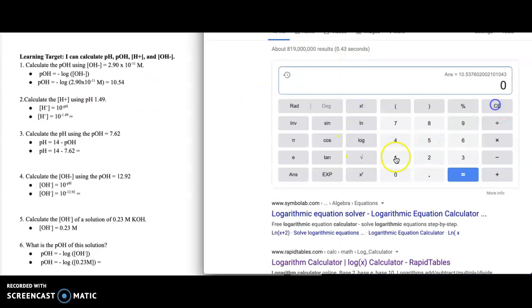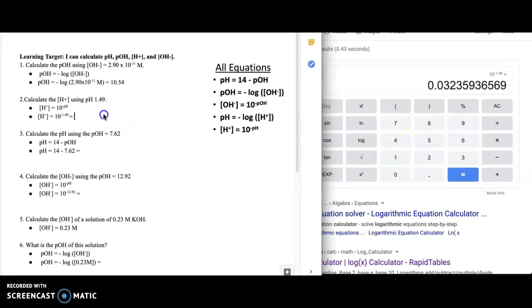So clear aggressively, hit 10, then this key right there, negative 1.49. There's other ways you can do it as long as you're getting the right answer. And this one's okay to leave as a decimal, sorry, 0.032 molar is the concentration there. Okay, 14 minus 7.62 gives me 6.38.